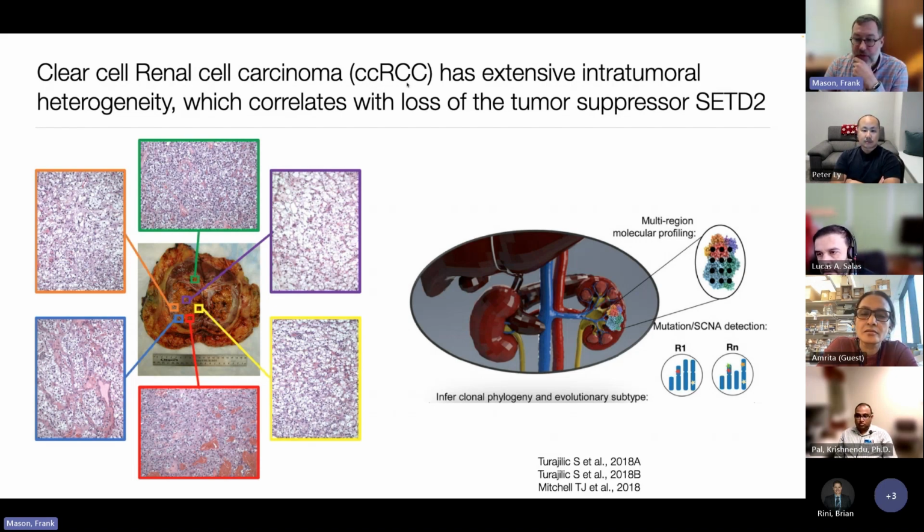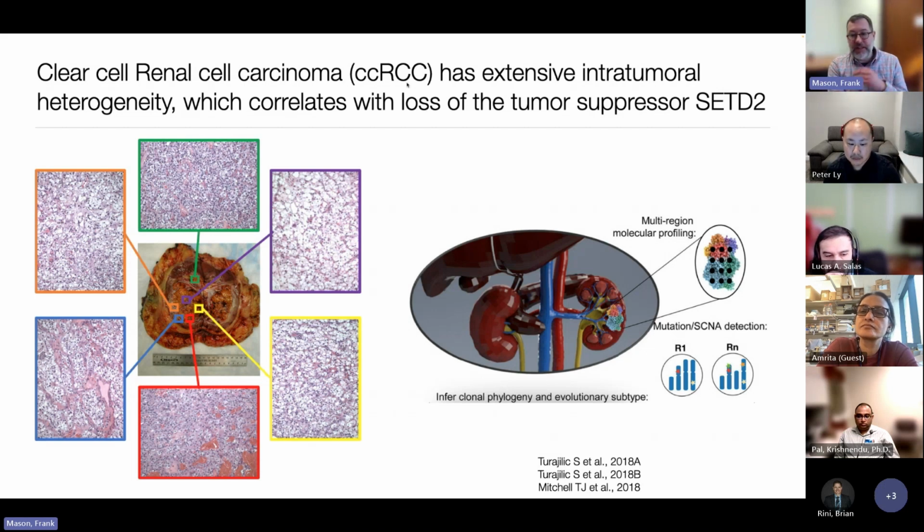But a lot of wonderful work from the UK, the TracerX group, has done multi-region genetic profiling in different regions of the tumors and have used phylogenetic and evolutionary analyses to try to understand how these different regions of the tumors are related to each other and how the tumor evolves over time.